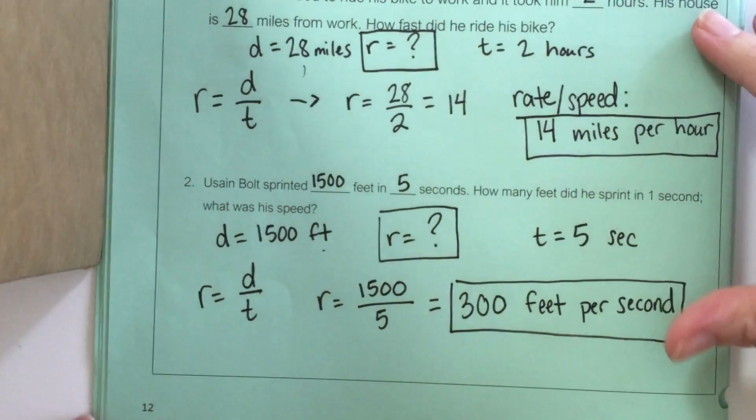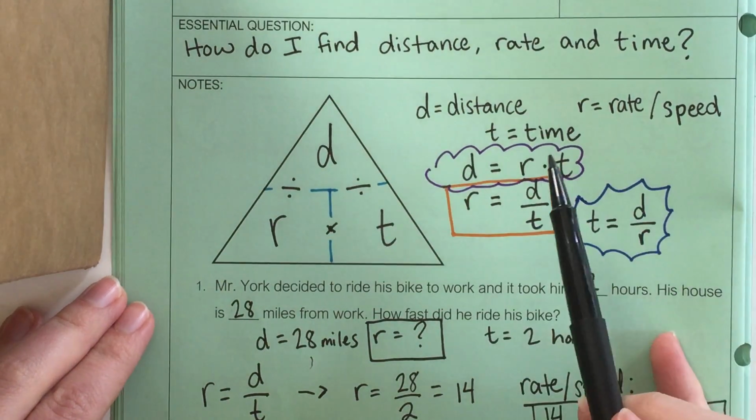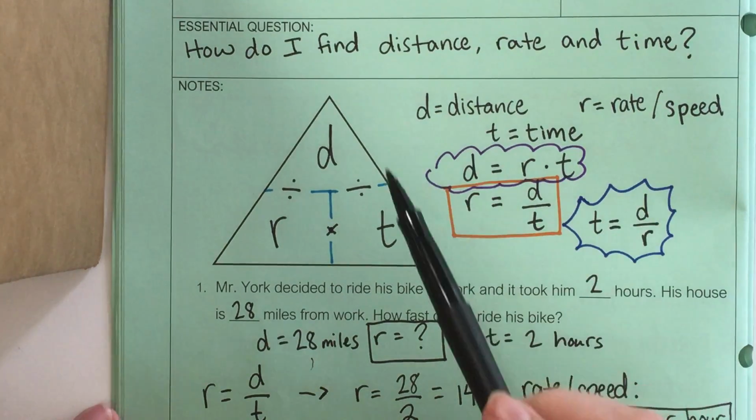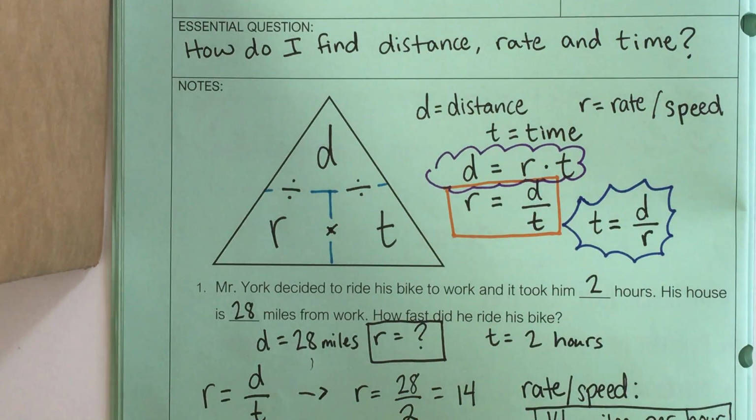So when you are looking for distance, rate, and time, you are identifying each of the 3 variables. What information do you have in your problem? Pick the equation that is going to help you solve for what you are looking for, and solve.